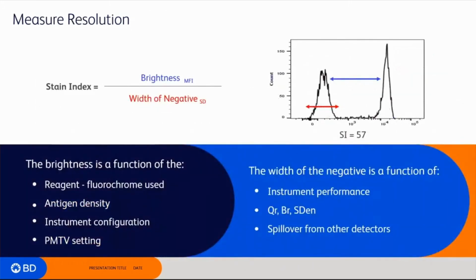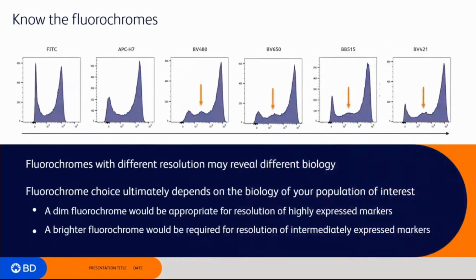So to recap, we talked about the antigen density and how that might affect the brightness position of the stain index. But fluorochrome choice or fluorochrome pairing might also impact the brightness. We discussed how important it is to pair the correct antigen density with the correct fluorochrome to reveal or identify the cell of interest. So here is another example. We've taken the same marker on the x-axis and combined it with different fluorochromes. The fluorochrome brightness is ranging from dim on the left to bright on the right.